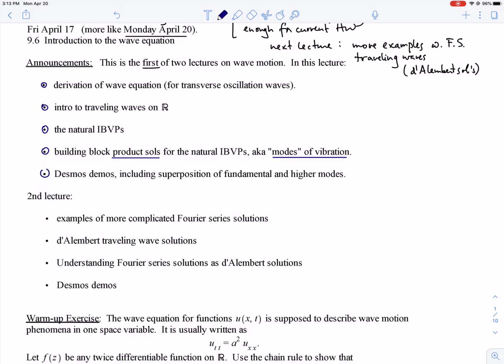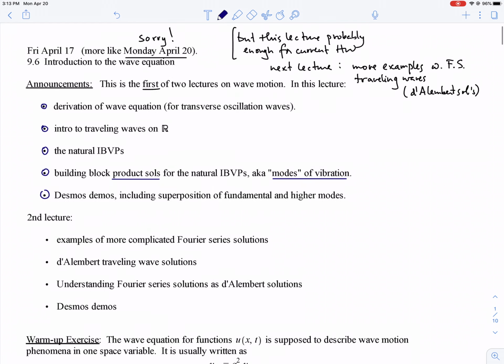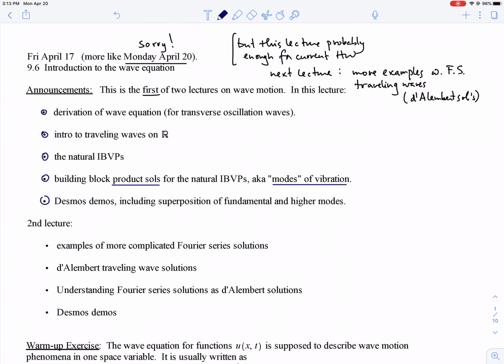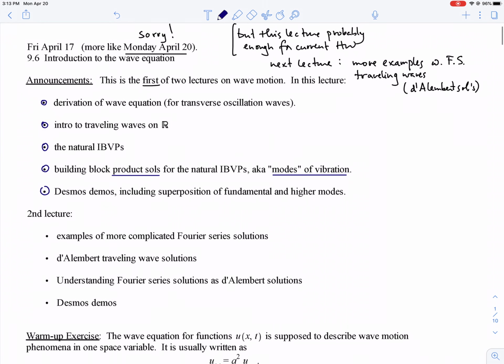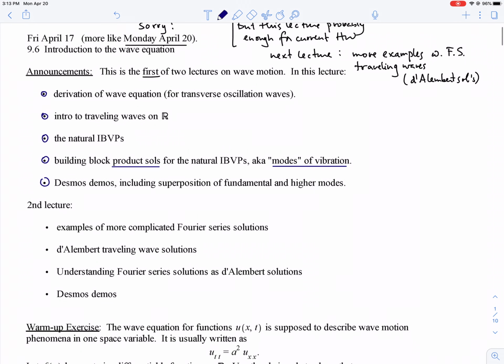The lecture will end with a Desmos example that we'll also do the computations for, and it illustrates everything you need to know to do more complicated examples with infinite Fourier series, in complete analogy to what happened with the heat equation.